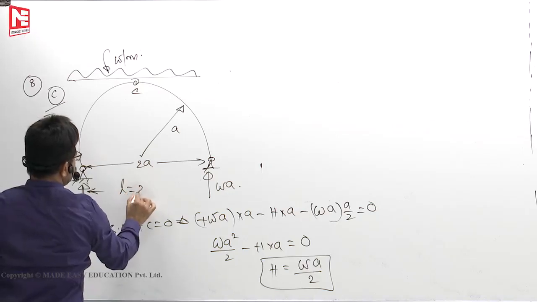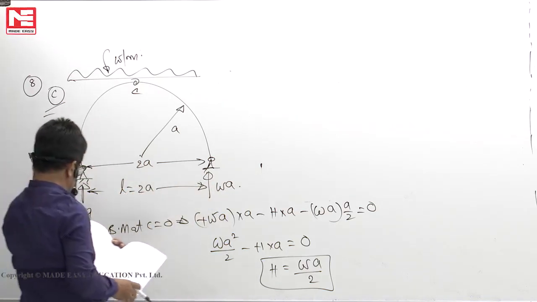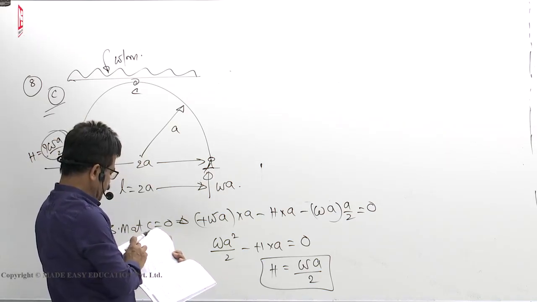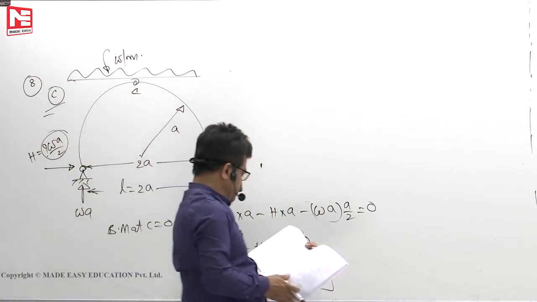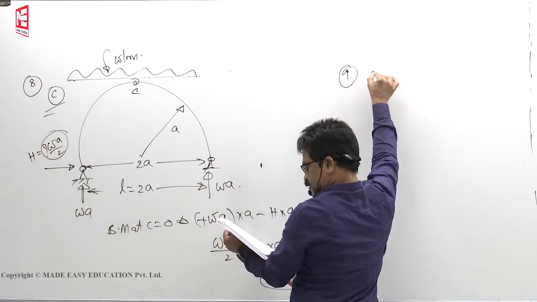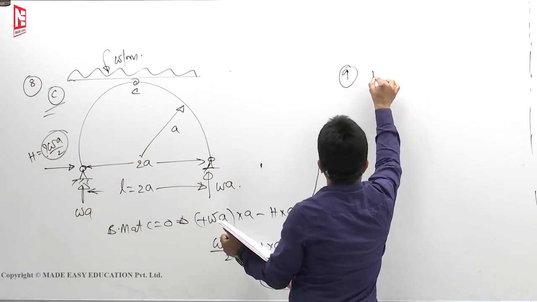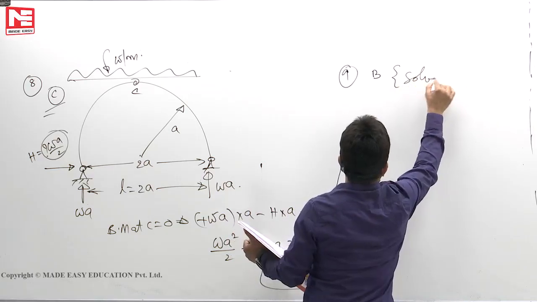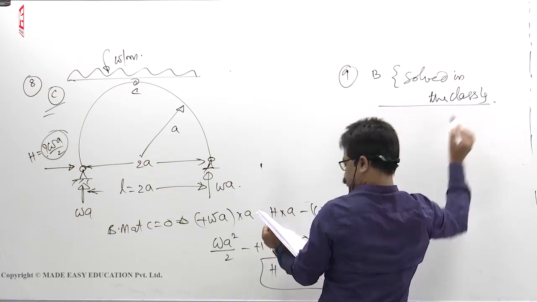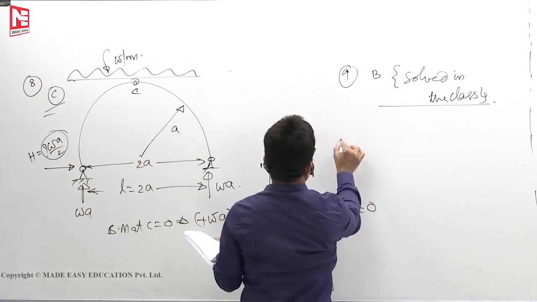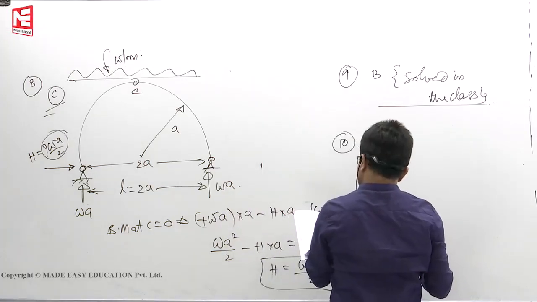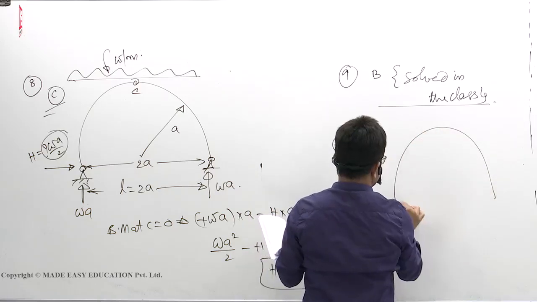So whole span L means 2A. So WL by 2 means W into 2A by 2, WA. So A and D are the same. Ninth question solved in the class. So root 2P, B is the option. This is solved in the class. Next, 10th question. Three-hinged loaded semicircular arch. This is a semicircular arch.